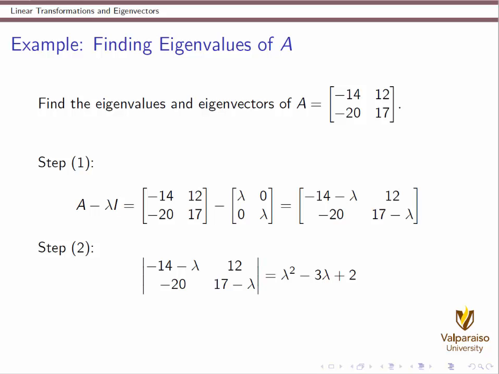But it becomes a quadratic equation, which is factorable. That's nice, at least in this case. And so we can discover that lambda equals 1 and lambda equals 2 are the two values which make the determinant of A minus lambda I be 0, which means those are the two values that make A times some vector v equal lambda times v.